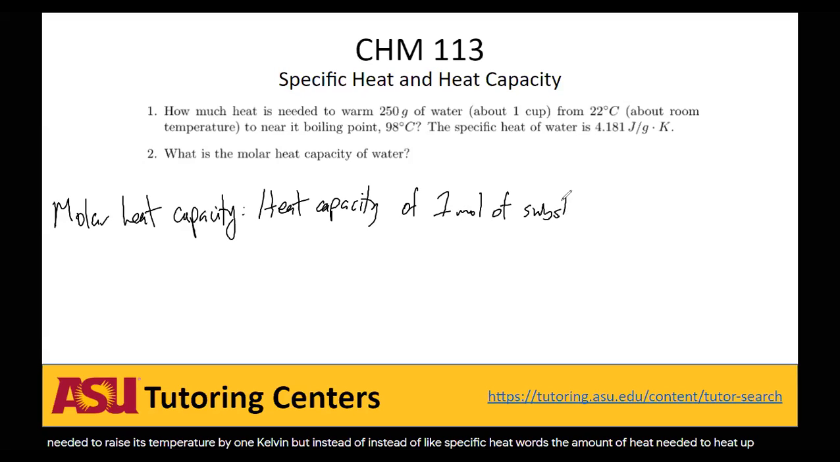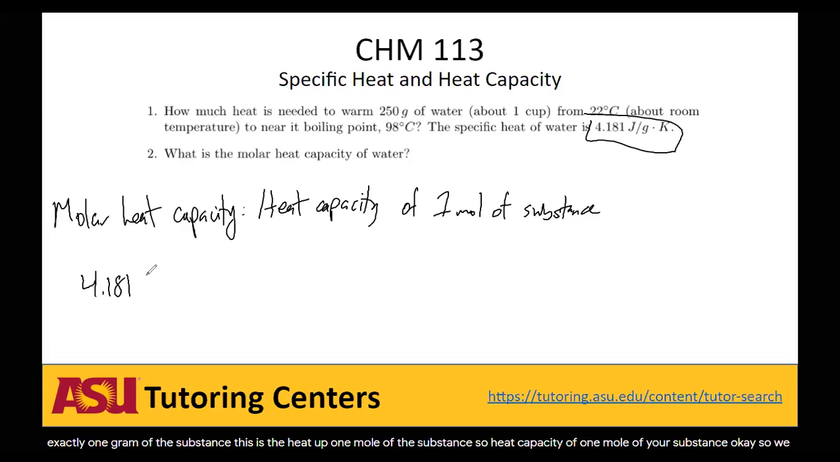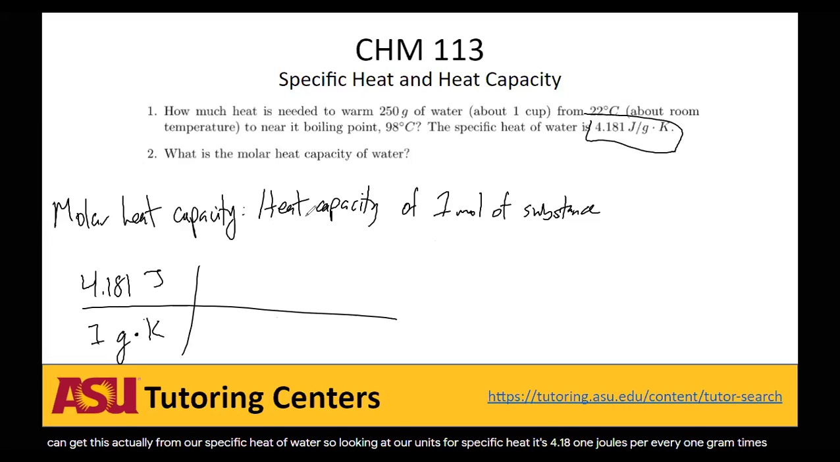So we can actually get this from our specific heat of water. Looking at our units for specific heat, it's 4.181 joules per every 1 gram times Kelvin. So essentially we want the same kind of units, except instead of grams here, we want it to be a mole. So how are we going to convert this gram into mole? Well, we're talking about the molar heat capacity of water, so if we have the molar mass of water, we can convert grams to moles.